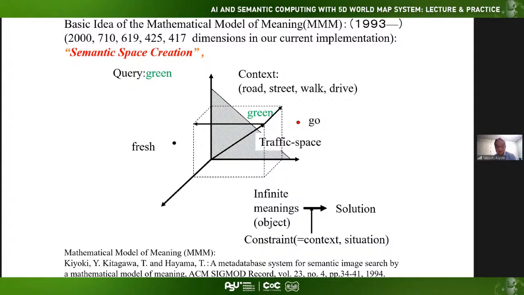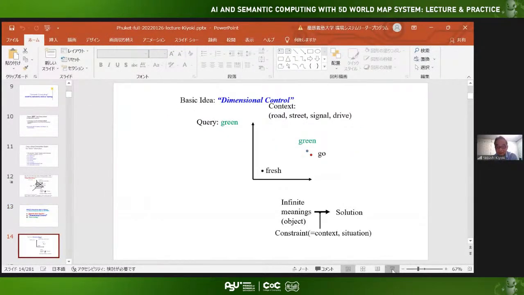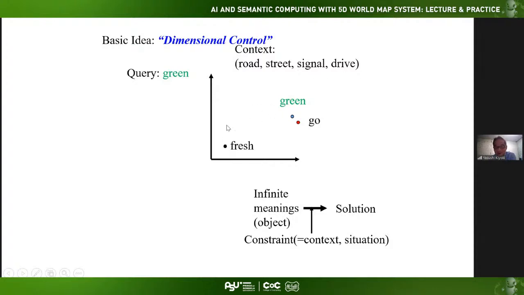So our idea is like this. For example, in the traffic context, this is a three-dimensional space, and the X and Y axes are selected. And then this space is manipulated. And if another context is coming, green is near to fresh. So this is my point of this study. For example, in the context of traffic, every data is mapped onto the X and Y. Z is not selected, and this corresponds to the traffic context. And in this context, green is very close to go, all right?